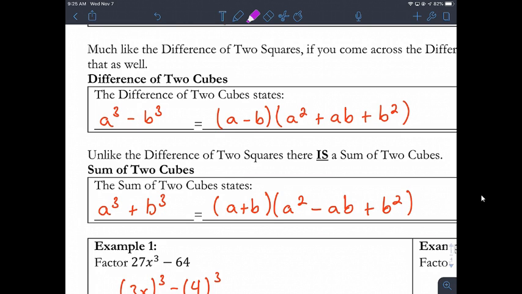Likewise, in the sum of two cubes, we've got a plus sign there. So in our formula, we're going to have the same sign, the opposite sign, and then always positive. That's going to give us all the correct signs we need in order to get all of these problems correct.